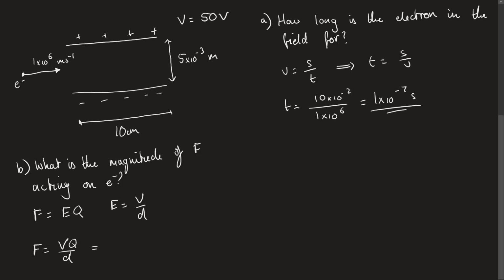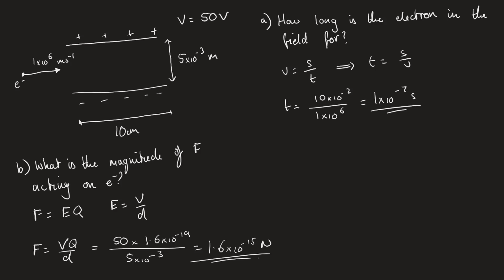And we know V is 50 volts. We know that Q is the charge of the electron, so that's 1.6 times 10 to the minus 19. And D is the distance between these two plates, so that's 5 times 10 to the minus 3. And we put all of that in a calculator and we get 1.6 times 10 to the minus 15 newtons. So it's a pretty small force acting on it for a pretty small amount of time.